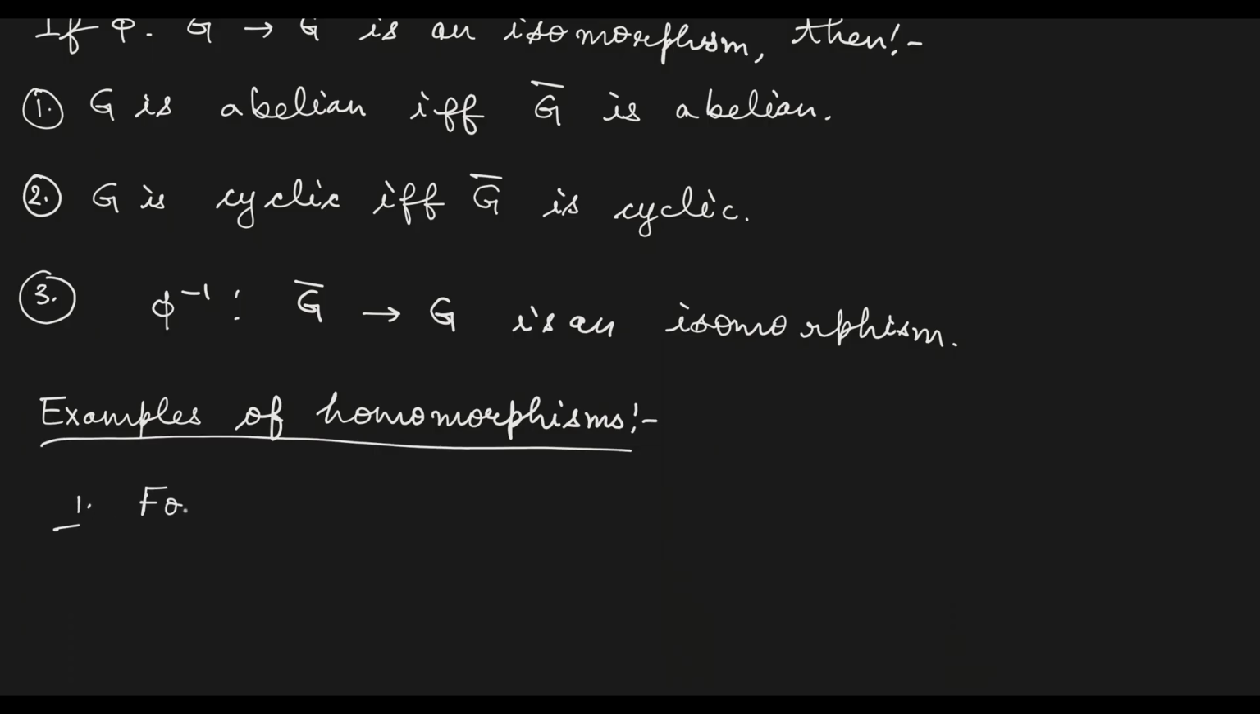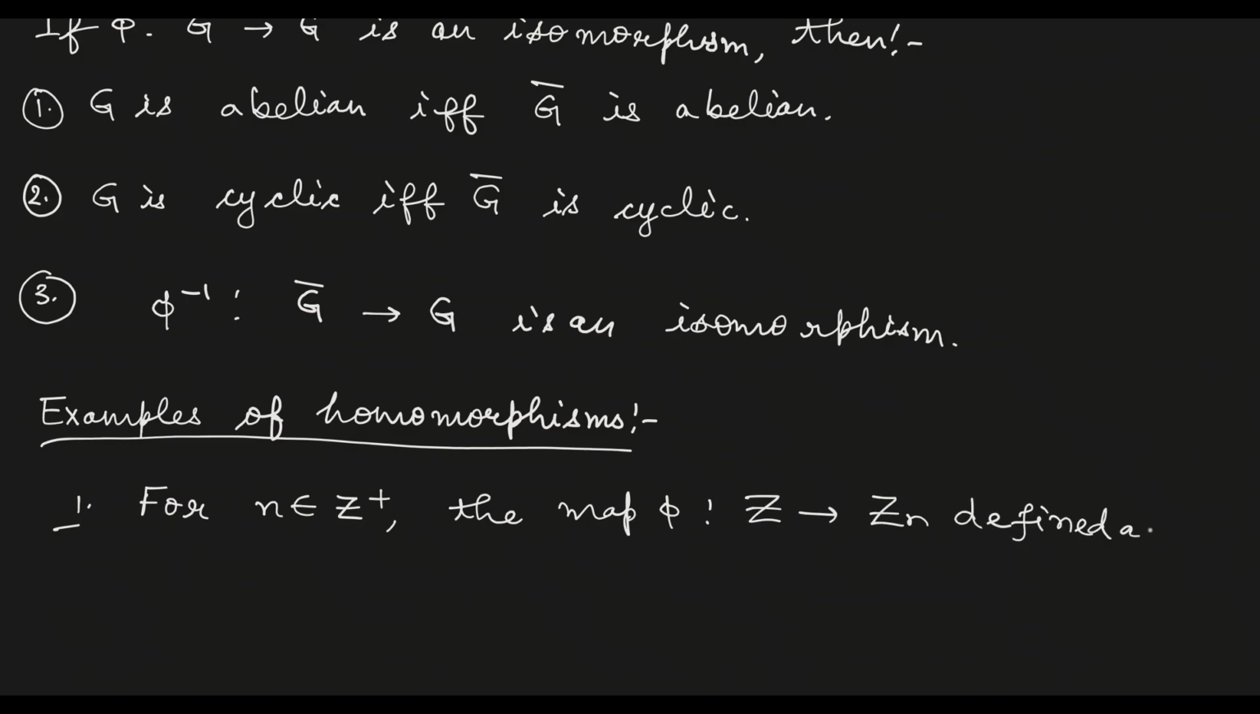First, for n belongs to Z plus, the map phi from Z to Zn defined as phi(A) is equal to A mod n for all A belongs to Z is a homomorphism.